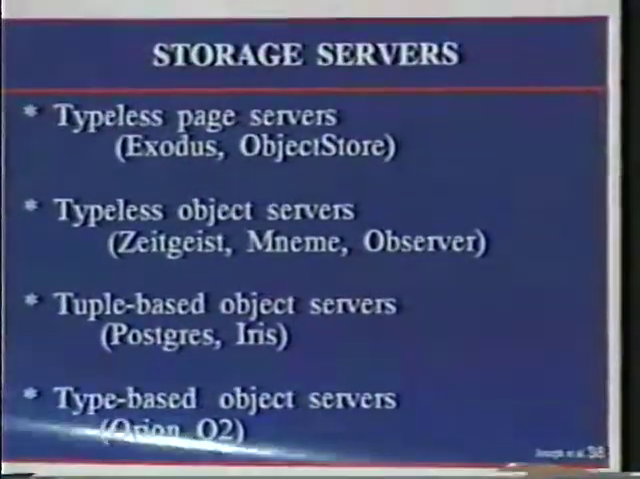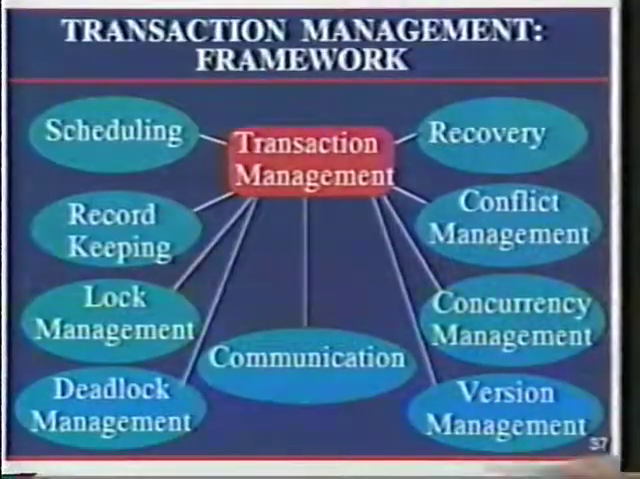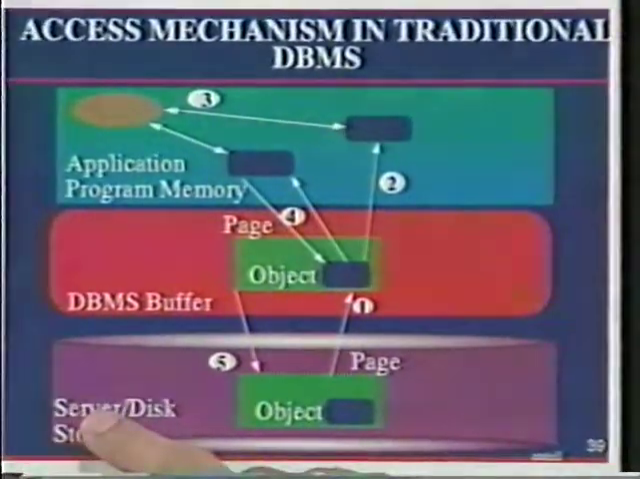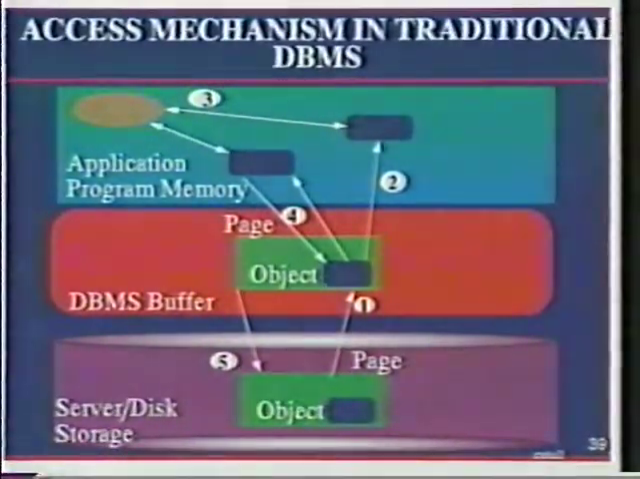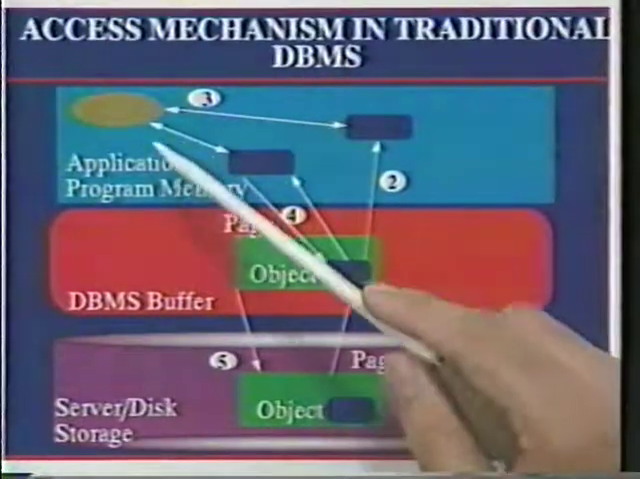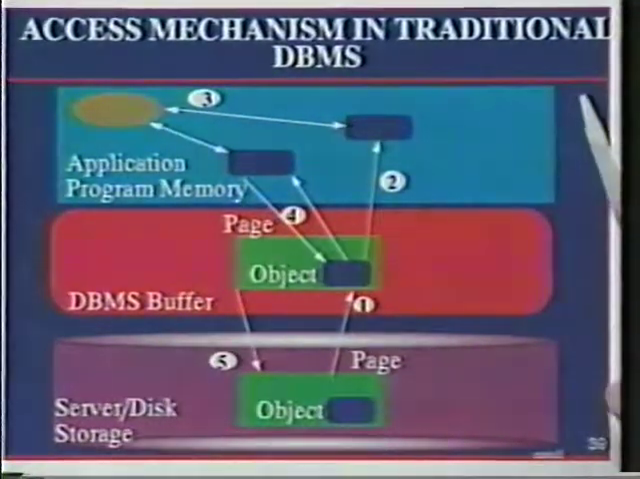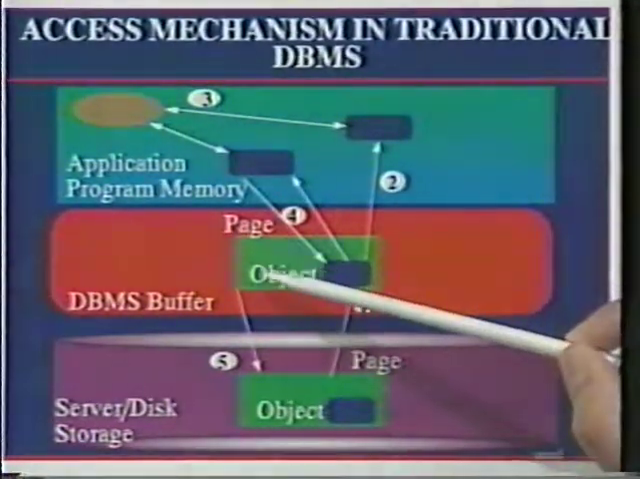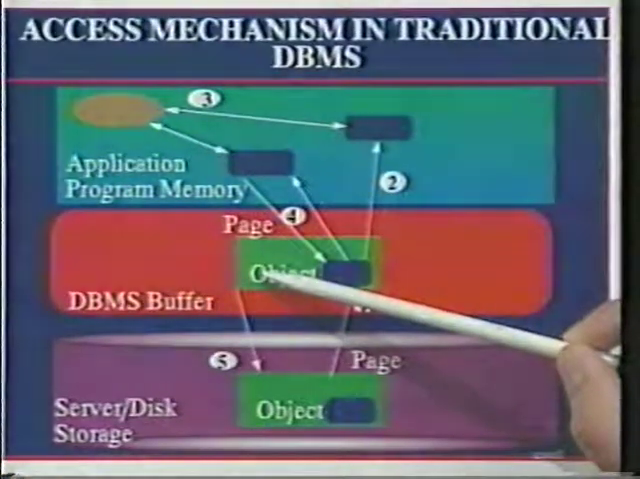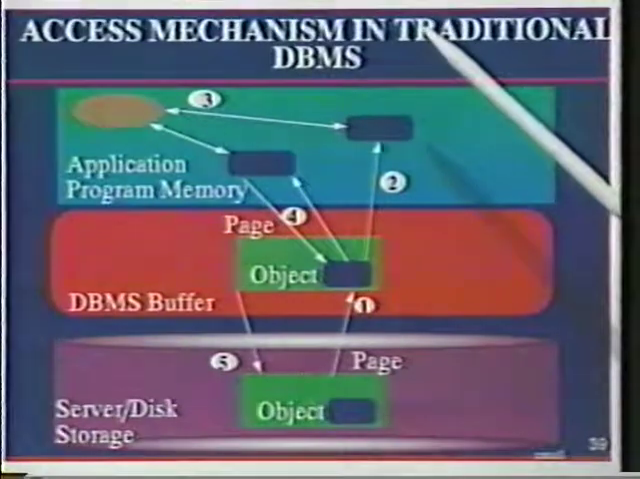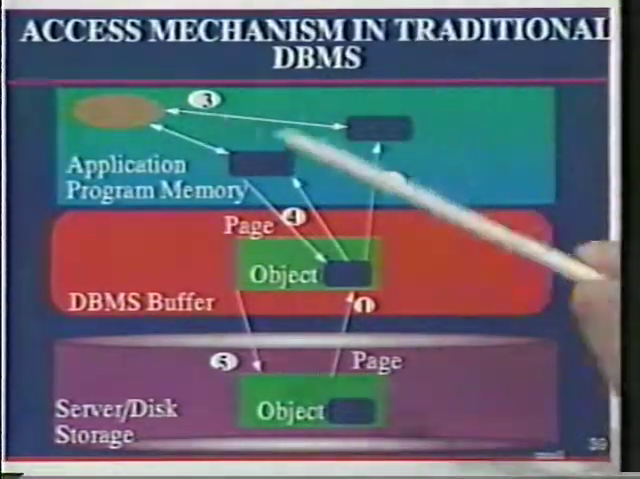I'll come to this particular slide later on by explaining to you how things are done in a traditional database management system. If you look at the traditional DBMS, this is how the access is done. Suppose the application program requires a particular object or a table. I'm just mapping the tables and using the tables and objects here synonymously at this stage, because we are in the realm of object-oriented databases.